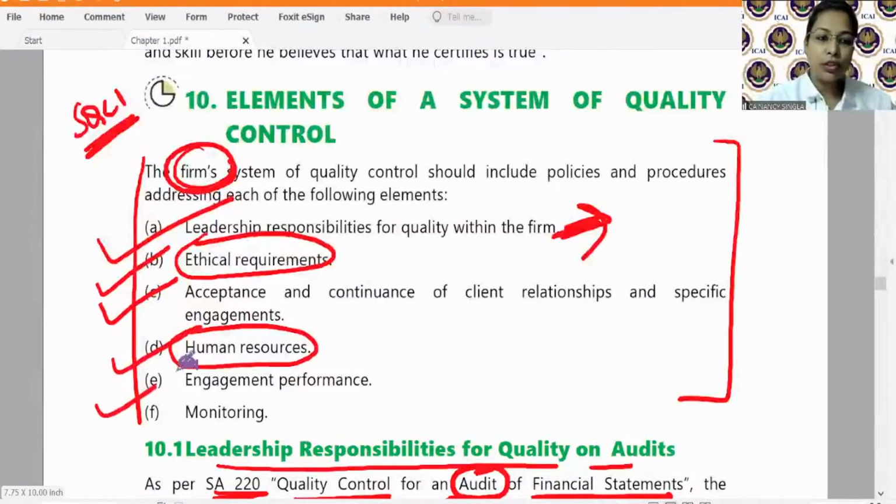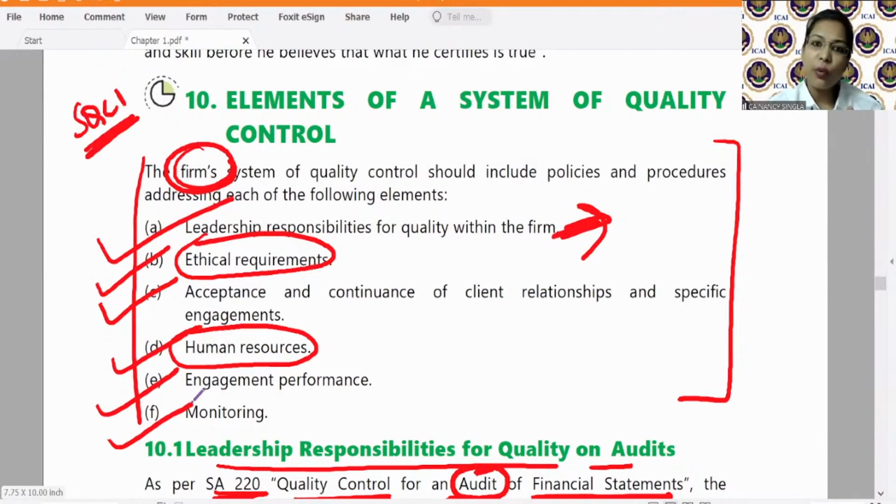So, we have done human resources, engagement performance, and monitoring. So, basically, what is the purpose? That the audit firm, the audit services, or any of the engagement services that have been delivered by the engagement team, should have quality. For that, the audit firm needs to have internal policies and procedures, that this is the way the engagement partner will perform his leadership responsibilities. This is the way how we will look at the ethical requirements.